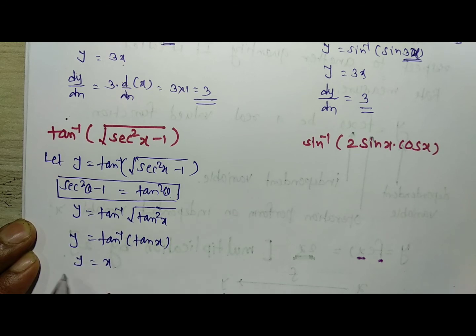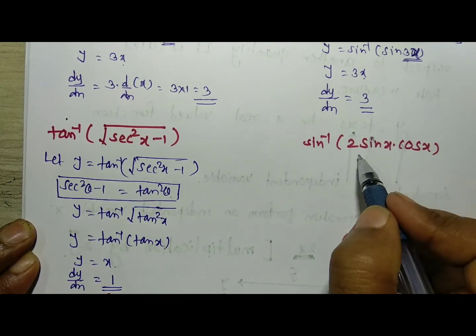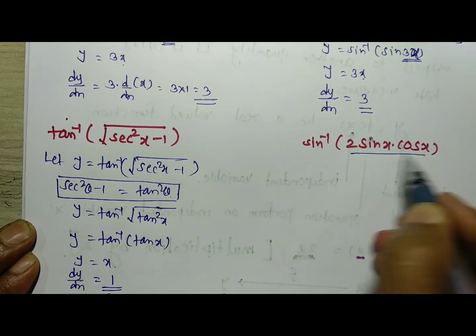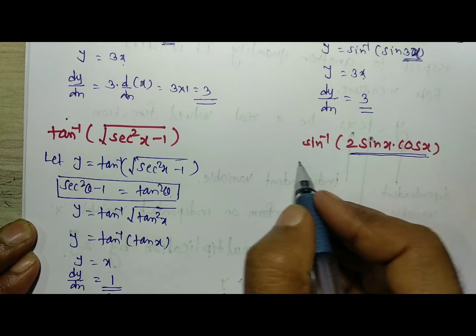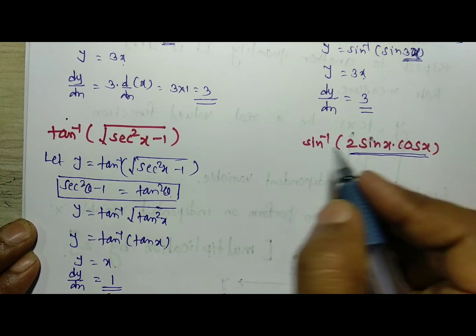y is a function of x, therefore dy by dx is equal to 1, and this is the derivative. Once again, this is nothing but one formula, and therefore by using that formula you can calculate the derivative of that inverse function.